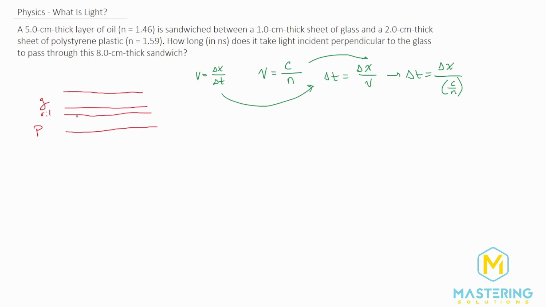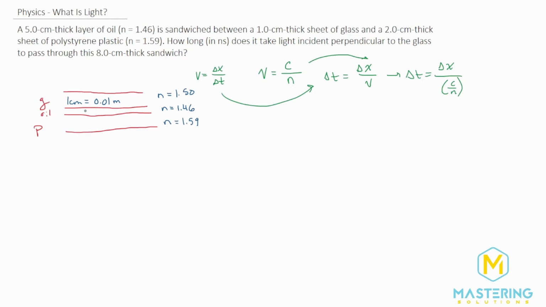Let's add the index of refractions on these just so we get them straight. So they say that the index of refraction for the oil, n, is going to be 1.46. The index of refraction for the plastic is 1.59. And we know, of course, that glass is 1.50 index of refraction. And then they say the different thicknesses. The glass is 1 centimeter thick. So we have 1 centimeter, which is equal to 0.01 meters. And of course, you could do 1 times 10 to the negative 2 meters, same thing. And then we have the oil is 5 centimeters.